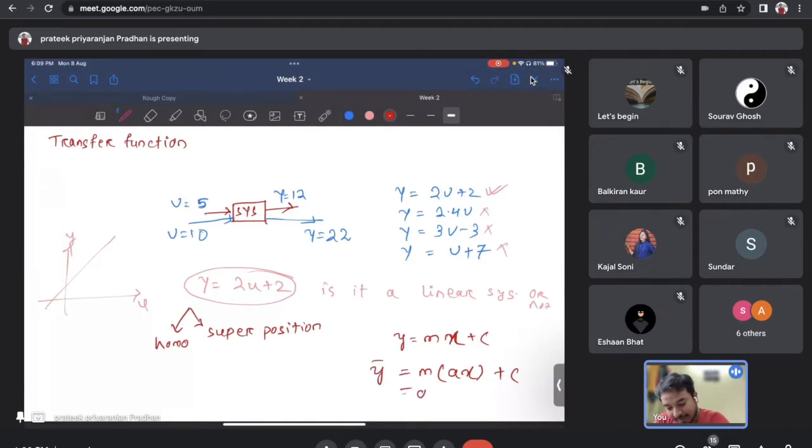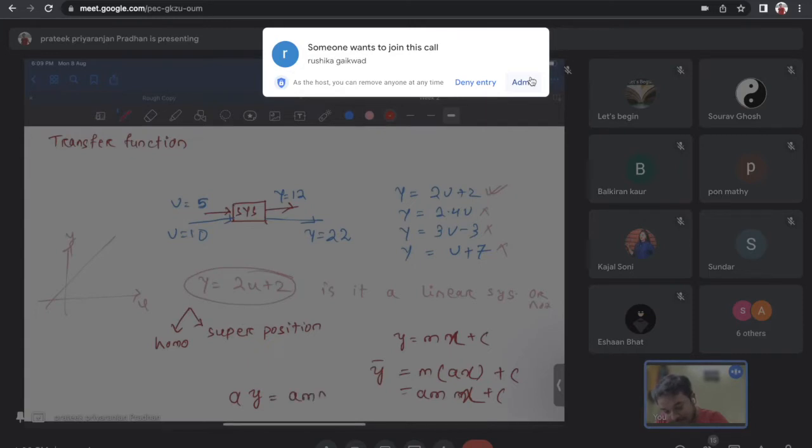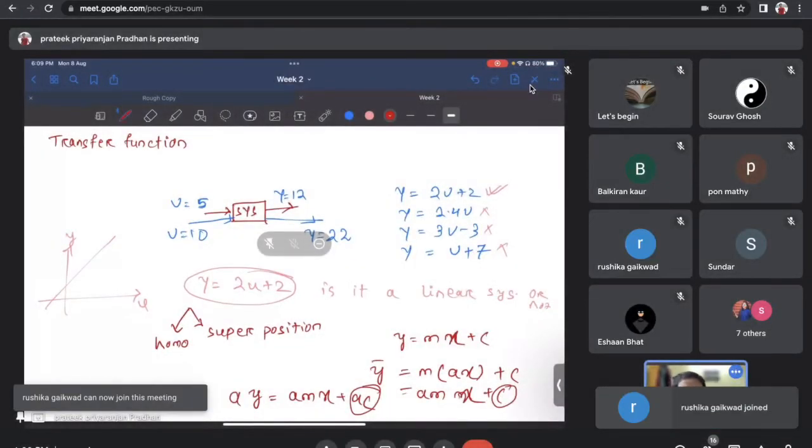This will be amx plus c. But for the linear system to be satisfied, it should have a into y, which is amx plus ac. I have c now, but I should have ac. That's why it's not a linear system. The curve looks linear, but it's not a linear system unless c is equal to 0.